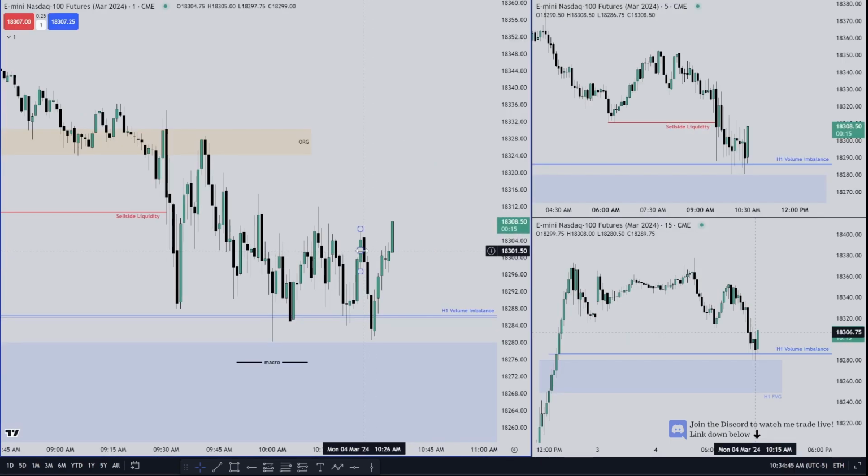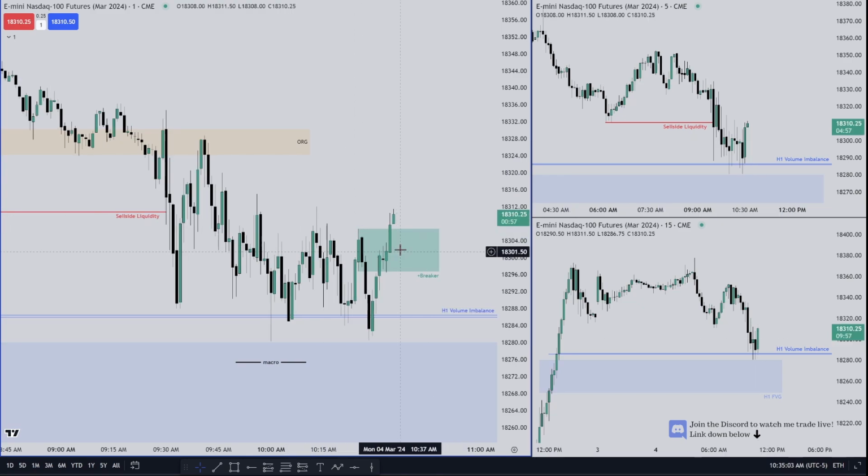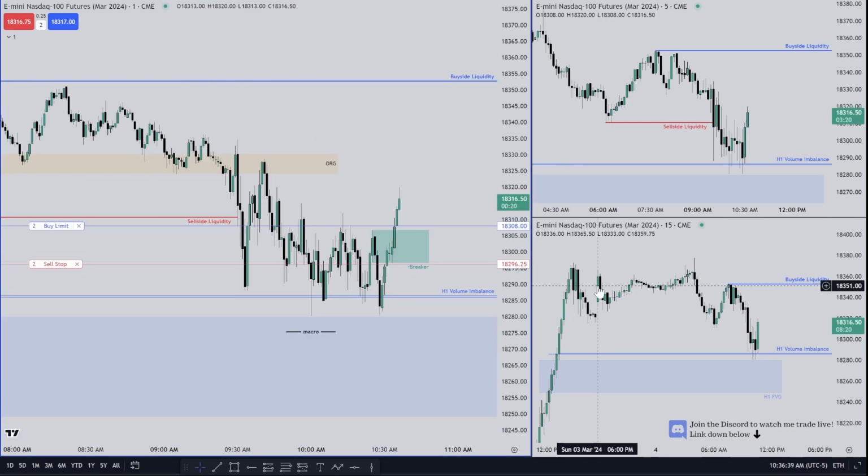All right, there we go. So I want to see if this can act as support. If we leave a fair value gap here, I'm going to buy that. Not trade advice. So this is my setup for the day, if I can get filled.